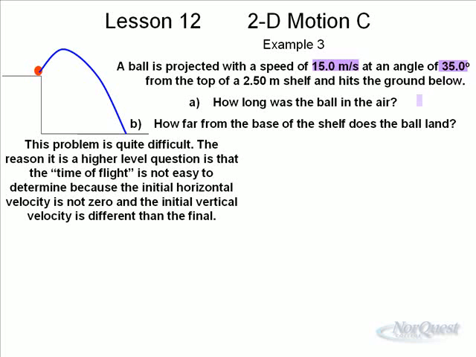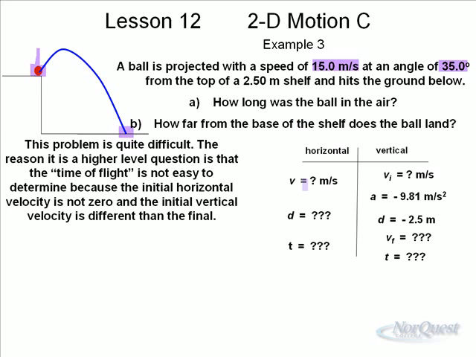Now, the reason this is difficult is that the time of flight is not easy to determine because the initial horizontal velocity is not zero, and the initial vertical velocity at this point is a certain amount. It's going to be much greater at the bottom of its trajectory. So the initial vertical velocity is different than the final. So we need to find our velocity, both horizontally and vertically. In order to get the time of flight, we're going to have to look for more information. We don't have quite enough information vertically to do it right off the bat.